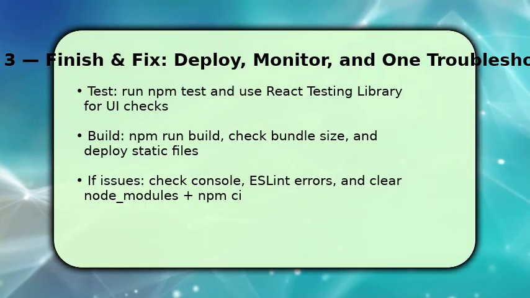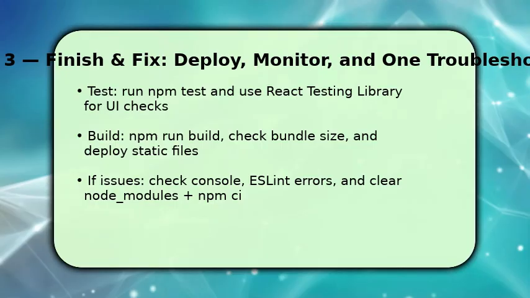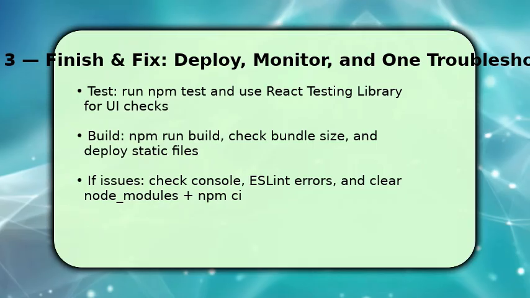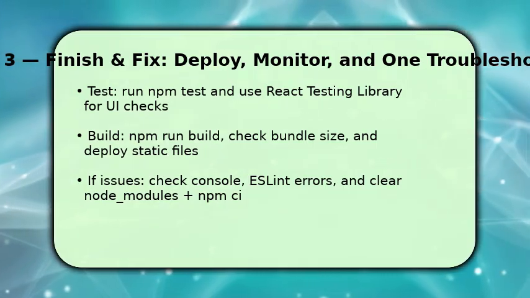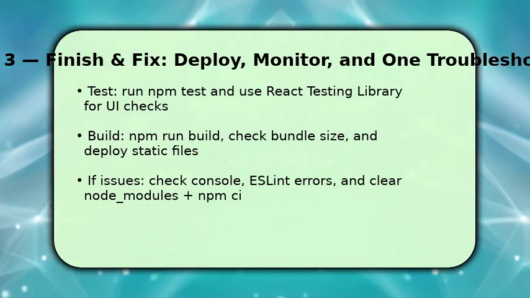If something breaks locally, check the browser console and terminal for ESLint errors. Make sure dependencies match package-lock.json. If problems persist, remove node_modules and run npm ci to reinstall cleanly. This often resolves version drift.